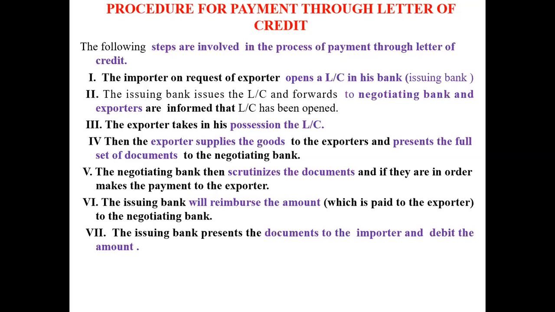Now, both the banks will scrutinize the documents. If the issuing bank is satisfied, then what will he do? He will make the payment to the negotiating bank, and the exporter's payment will be realized. On the other hand, the issuing bank will hand over the document of title to the importers, and the importers now can take the delivery of the goods. That means here the payment and the delivery of the document of title will be done by means of the LC.